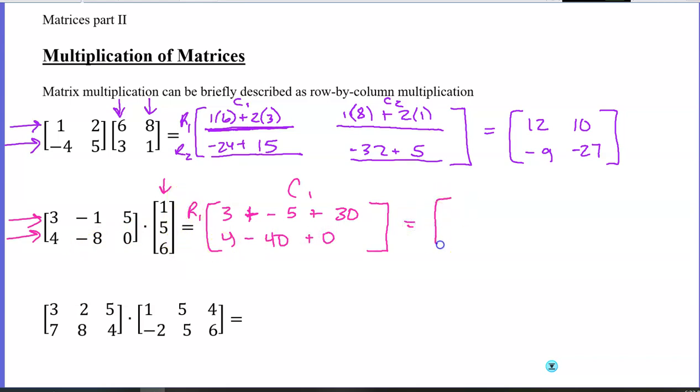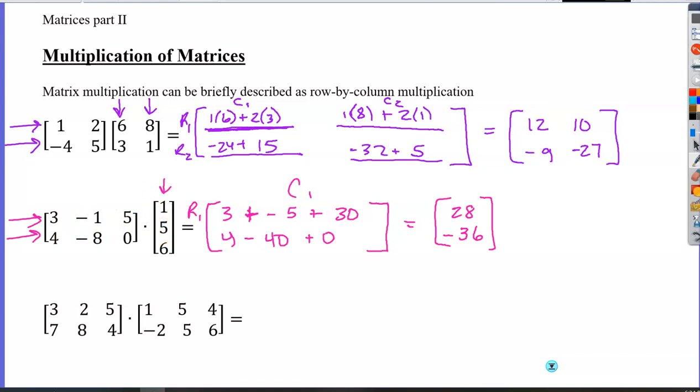So my final result is only a 2 by 1. I have 3 minus 5, which is negative 2, plus 30 is 28, and 4 minus 40 plus 0 is negative 36. Crazy, right? Because you have two matrices that are coming down to something small.